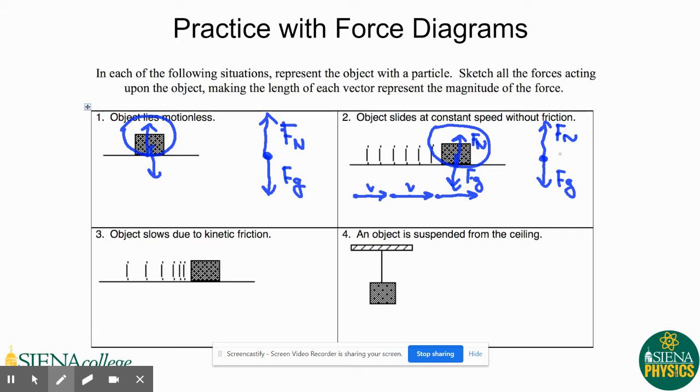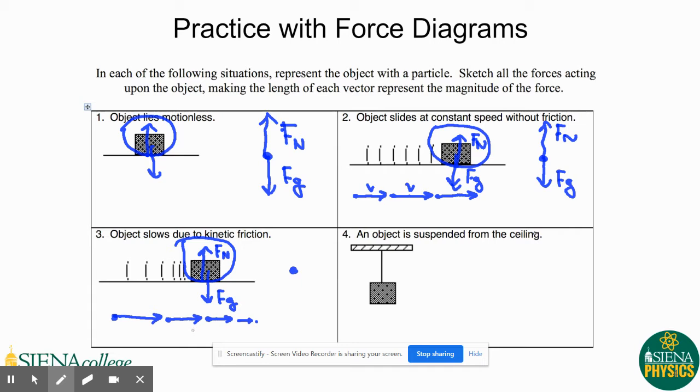In this example, the object slows due to friction. So I'm going to have a motion map that looks like this. A little bigger. A little smaller there. A little smaller there. And something like that. And so drawing my free body diagram, I represent my block with the dot. I'm going to draw my boundaries. This is my force of the normal. This is my force of gravity.